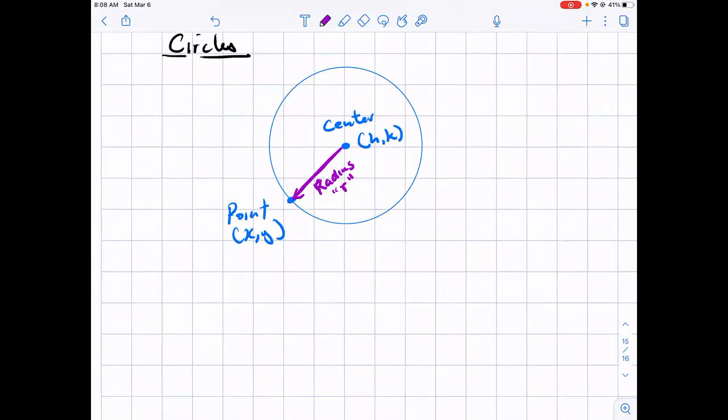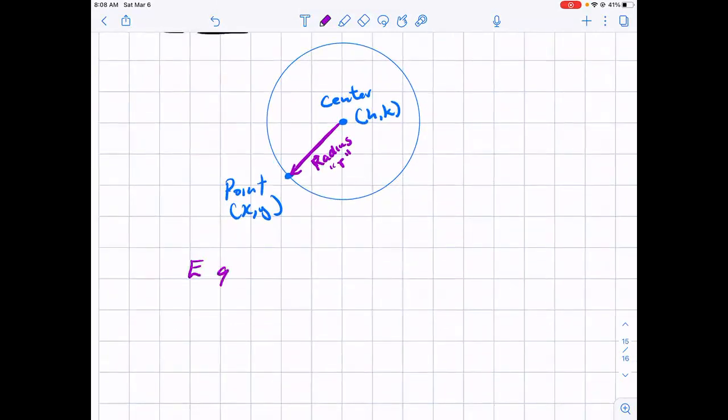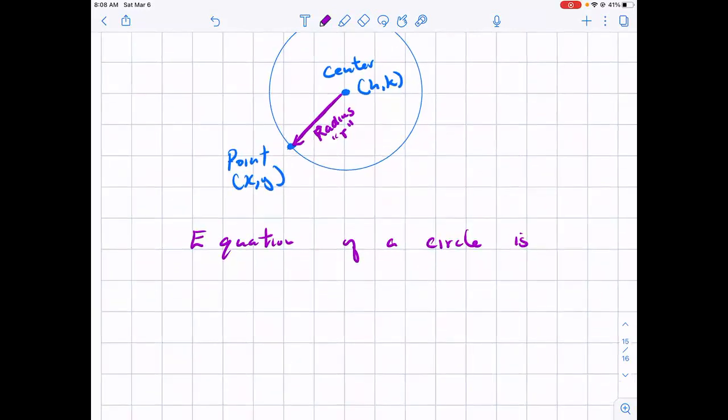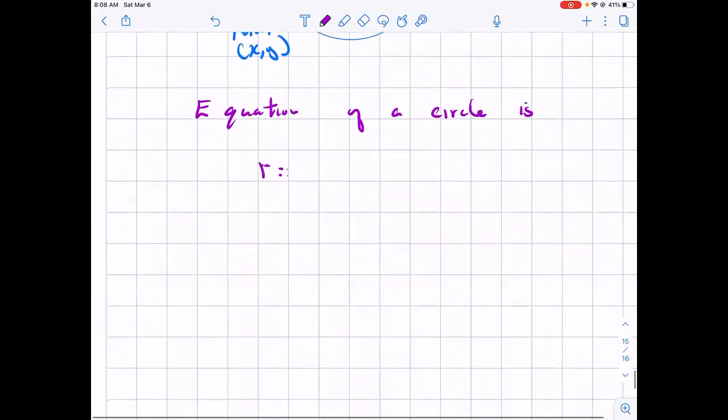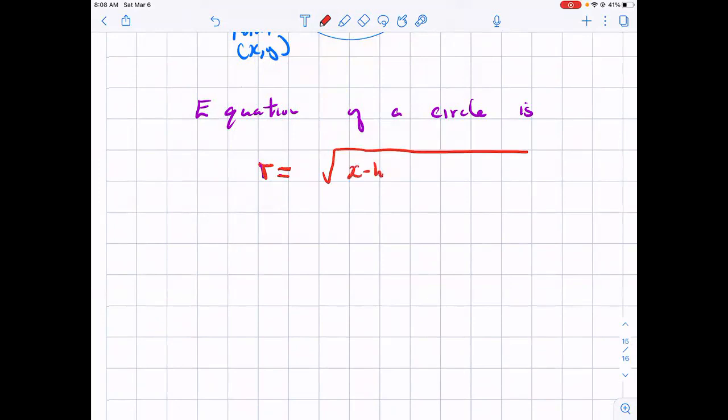And the equation of a circle is r is equal to the square root of x minus h squared plus y minus k squared. Okay, so that's just from the distance formula.